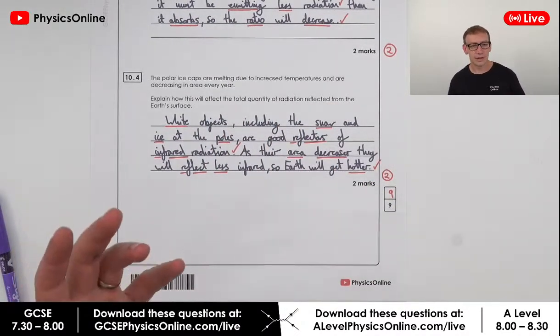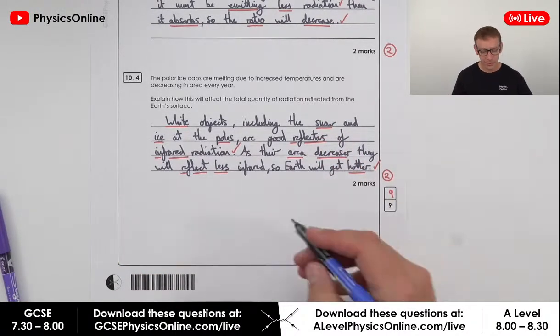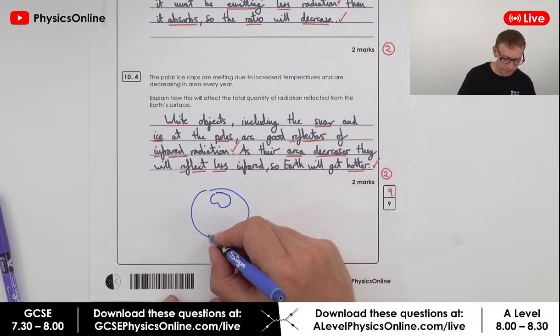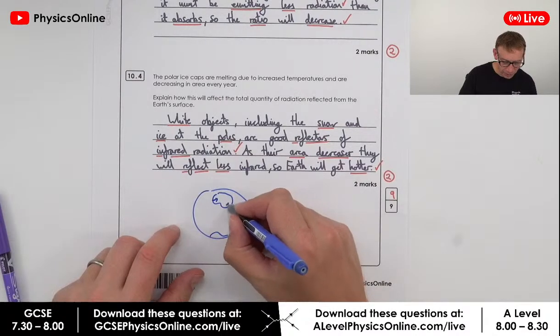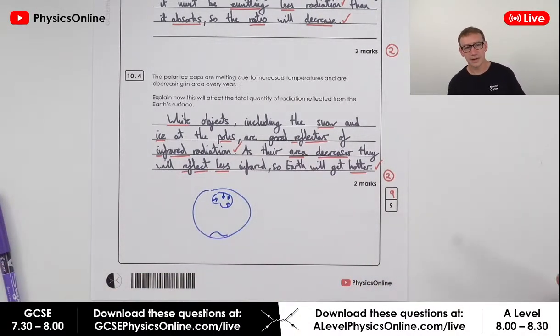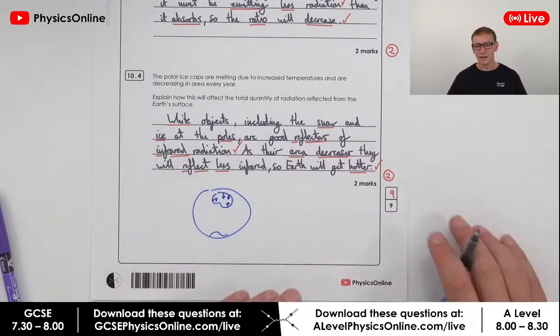So basically, white things like the snow and the ice at the poles are good reflectors of infrared radiation. But of course, if we think about the Earth and the area which is actually white at the two poles, then as that area gets smaller and smaller, there's going to be less of a white surface to actually reflect that radiation. So effectively, as time goes on and we melt the polar ice caps, the Earth gets darker, and that means it's a better absorber of infrared radiation, and that means it's going to get hotter, and probably at an increasing rate.